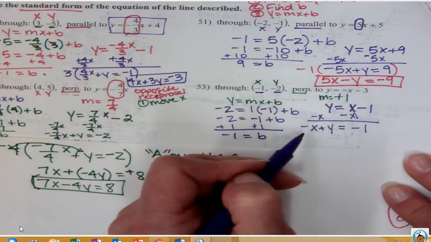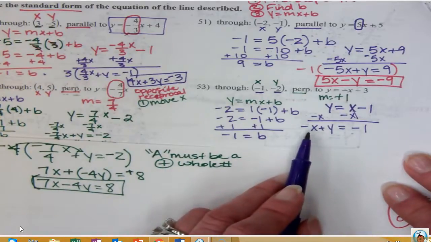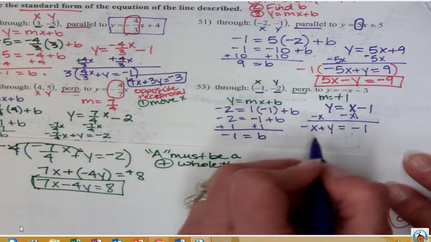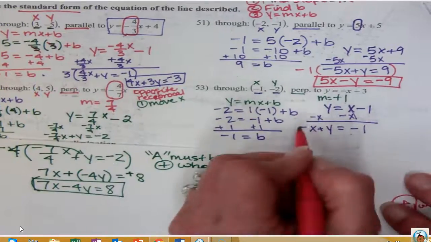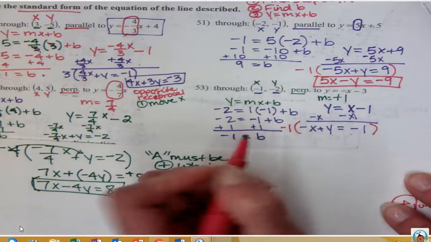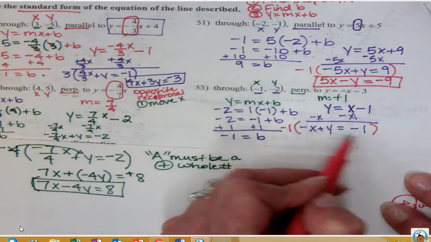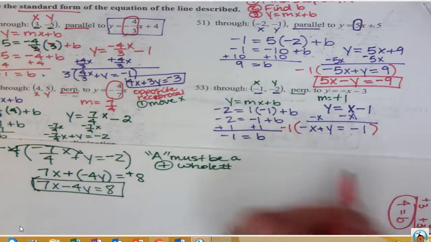Then I get -x plus y. However, a must be a positive and whole number. It is a whole number, it's 1, but it's also a negative. So in order to change the negative, I need to multiply the whole equation by a -1. We pick 1 because we don't need to change any of the numbers. We just need to change the sign. So -1 will do that trick.